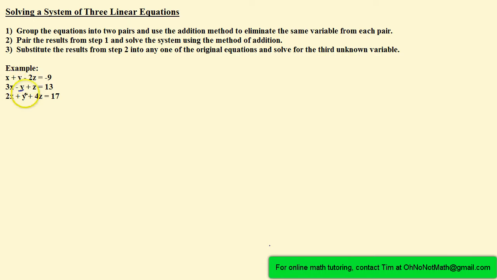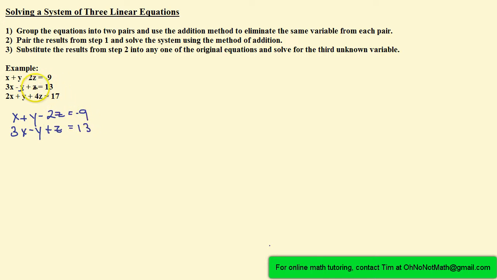Let me write the first and second equation. x plus y minus 2z equals negative 9, and 3x minus y plus z equals 13.